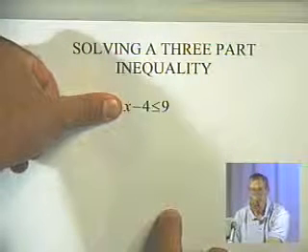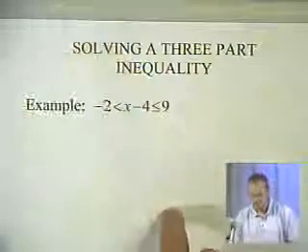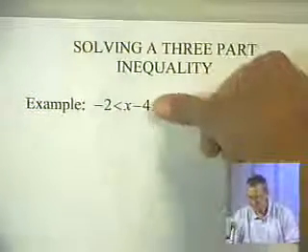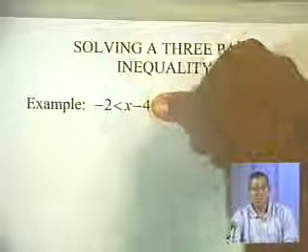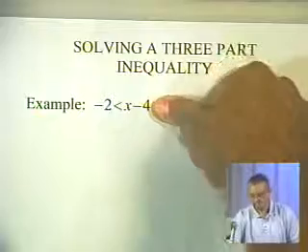Let's just go ahead and cover up the left-hand side, and notice we have the simple inequality x minus 4 less than or equal to 9. We've already learned how to solve that one. On the other hand, if we cover up this side, we have negative 2 is less than x minus 4. Again, a pretty easy inequality to solve.